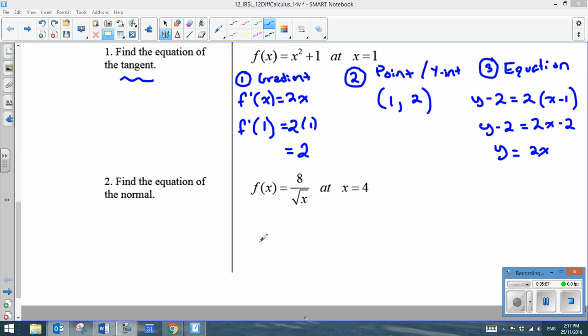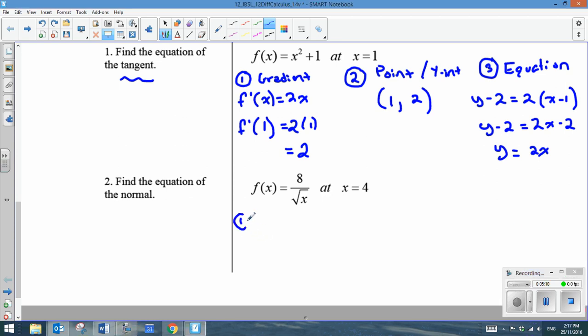So we're going to follow the same steps again. So step 1, let's find the gradient first. And then step 2, we'll find our point or our y-intercept. And then step 3, we'll end up writing the equation. All right, so let's just follow those same 3 again. The only difference here is that now you're being asked to find the equation of the normal line. So I'm going to start by finding the derivative.